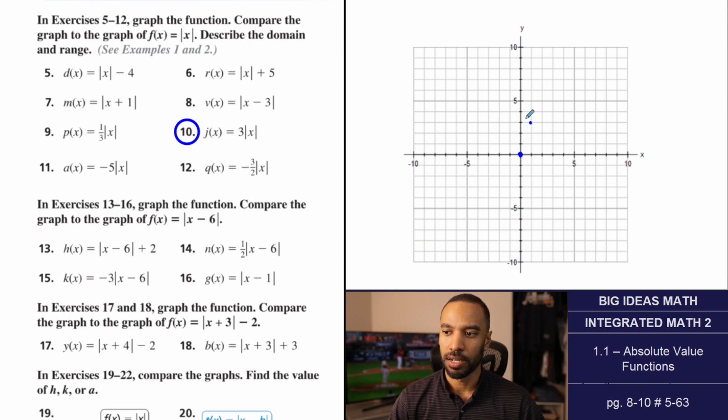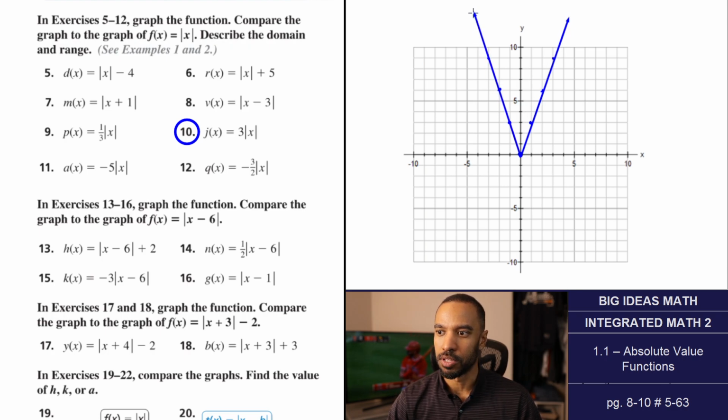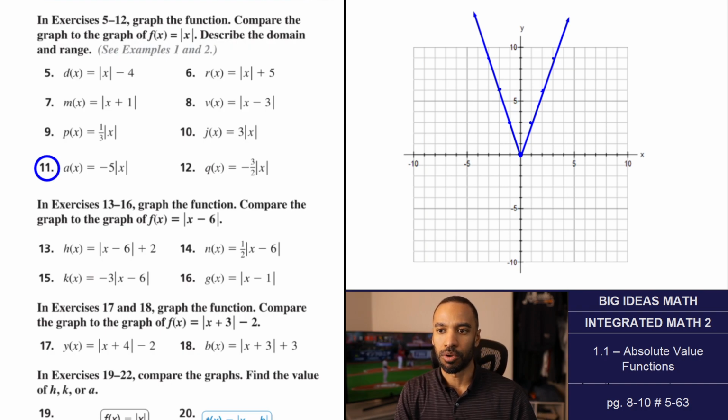Up 3 over 1. And if you want to try this instead, you reflect across kind of that axis of symmetry. Up 3 over 1 like that. Maybe that's a faster way for you to do it instead of continuing on the same path. Or maybe not. It's giving you options. But you can see this one's a vertical stretch compared to the other one that was a vertical compression. So that's number 10. Number 11, a of x equals negative 5 times the absolute value of x.